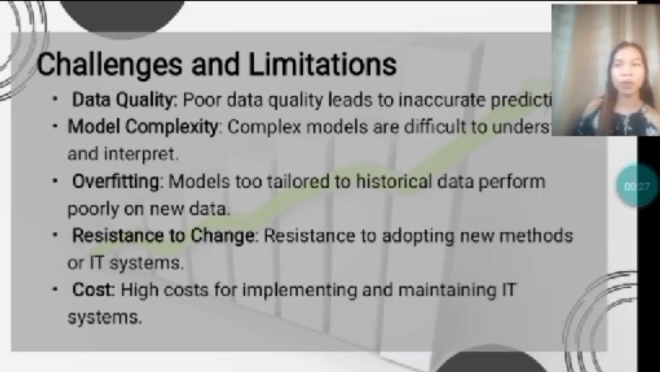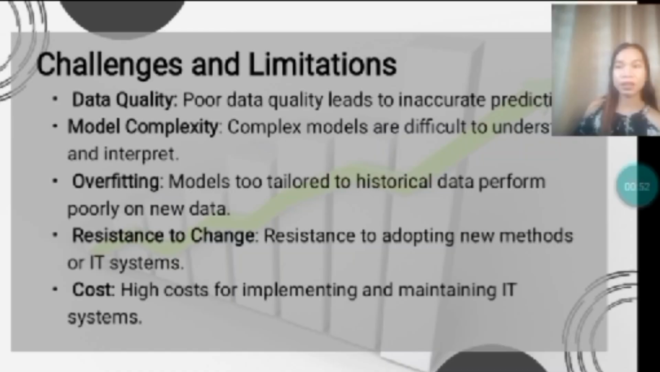If a forecasting model is too complicated, it can be hard to know why it's making certain predictions, making it difficult to trust. Next, overfitting. Models too tailored to historical data perform poorly on new data. If a model is too specific to past events, it might not accurately predict future outcomes.